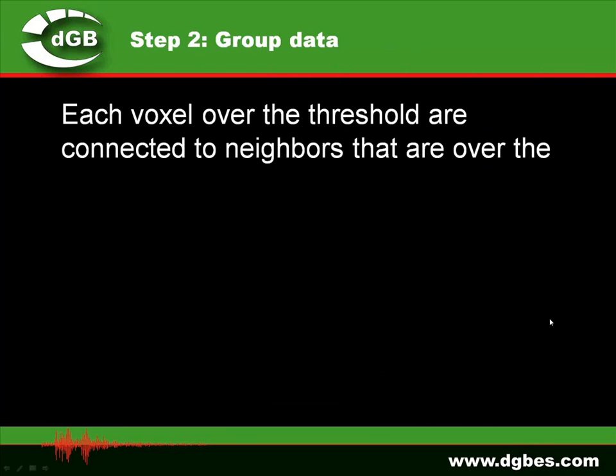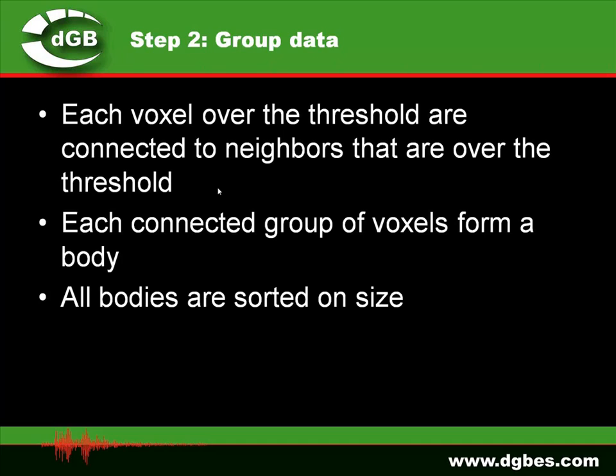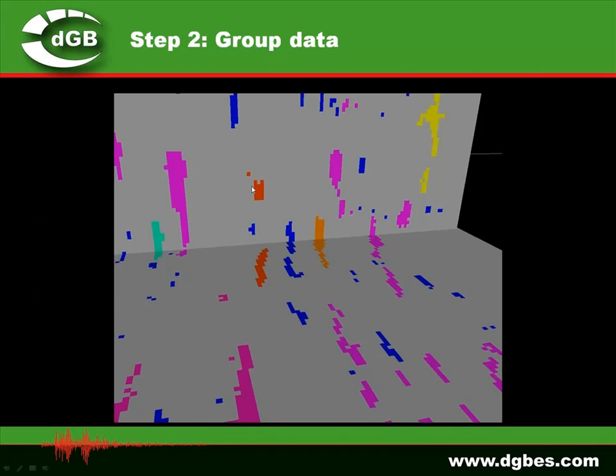The second thing is that it groups the data. Each voxel over the threshold that is connected to neighbors that are also over the threshold, each group of connected voxels, forms a body together. Once that is done, all bodies are sorted on their respective size. The output of that is that it groups together, and in this case we color identical things that belong together.